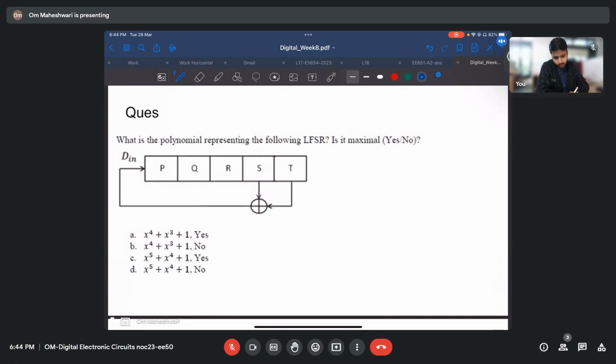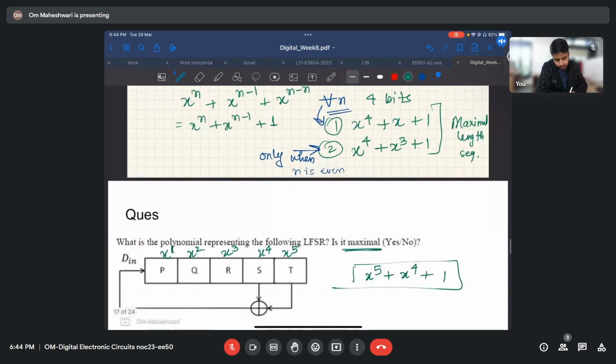You have to find the polynomial here, right? So the first step is to write the bits x1, x square, x cube, x4, x5, and whatever are connected to XOR. x5 plus x4 plus 1 is the polynomial, right? But now is it primitive? Oh, sorry, is it maximal? We saw here, right? Xn plus xn minus 1 plus 1. Here n is equal to 5. So x5 plus x4 plus 1. So should it be yes?